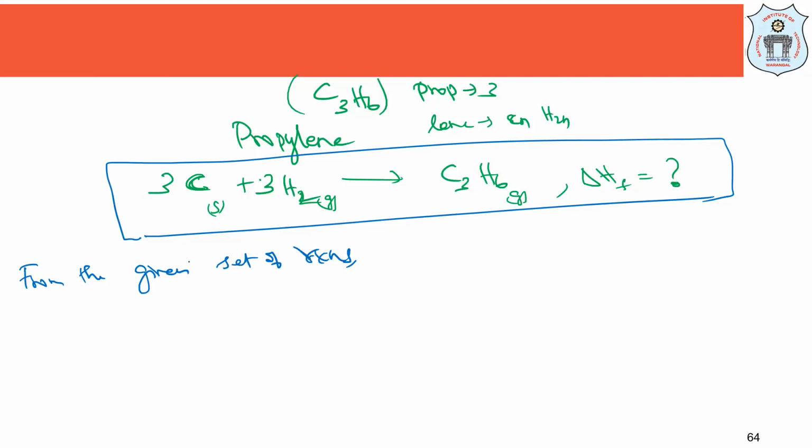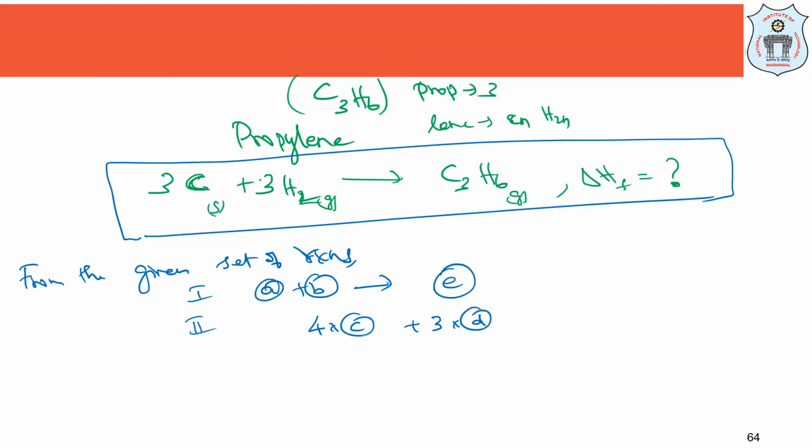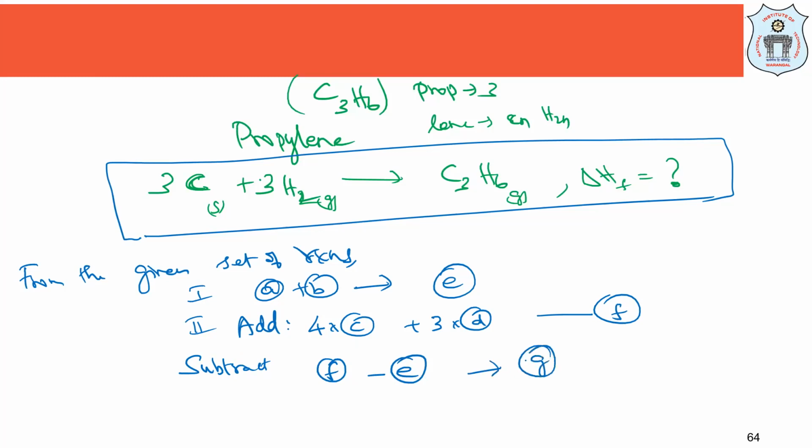So what we will do is, we will add A and B. A plus B, we will get one equation, label it as E. That is the first step. Second, 4 times C plus 3 times D. Multiply equation C by 4, multiply equation D by 3, then add them. So we are going to get an equation, let it be F. Then subtract F minus E, you are going to get an equation G, and that is going to be your propylene formation.